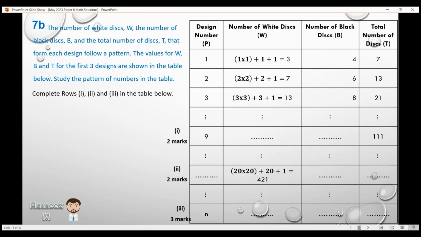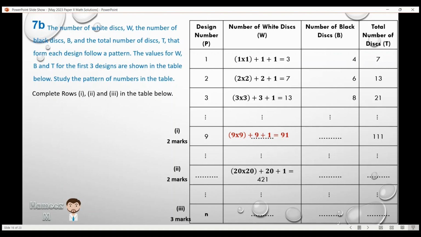So if we look at the second column coming down, the number of white discs, W, we can see from rows 1, 2, 3, what are the changes? 1 times 1 becomes 2 times 2 becomes 3 times 3, plus 1, plus 2, plus 3. So where are we getting this difference of 1, 2, and 3? From the first column, 1, 2, and 3. As such, what happens where we have the row with 9? Then it will be 9 times 9 plus 9 plus 1. So 9 nines are 81, and 9 is 90, and 1 is 91.